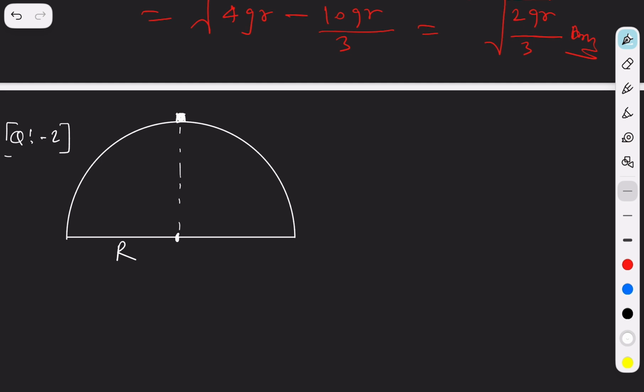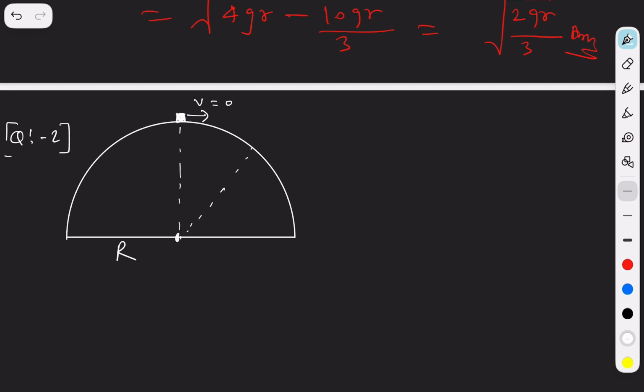Now we have given it a gentle push, which means its velocity is almost 0 but not equal to 0, just a little bit more than 0, so that it can go down. So guys, the question is, at what position will it leave the contact from the track?